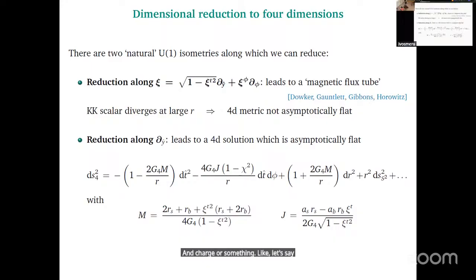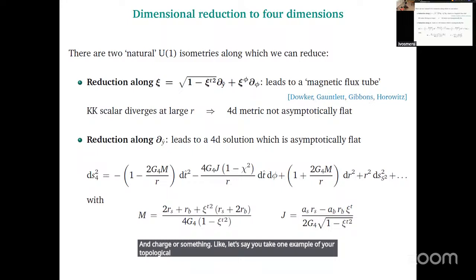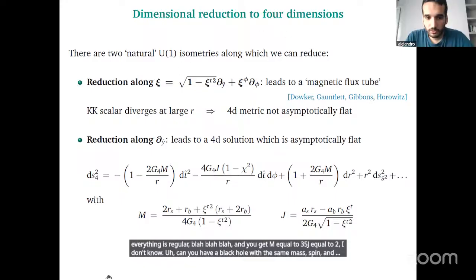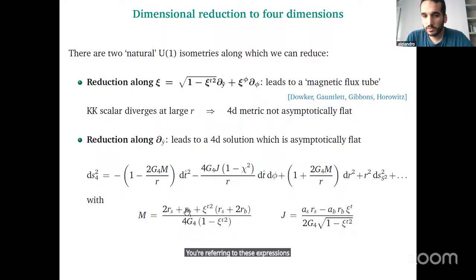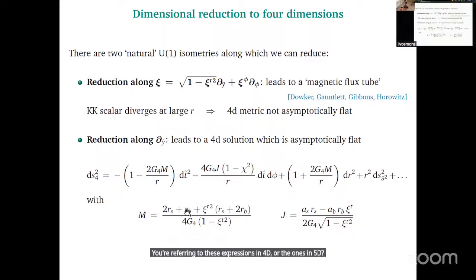Like, let's say you take one example of your topological star here with RS equal to whatever, RB equal to, I mean, everything is regular, and you get M equal to 35, J equal to 2, I don't know. Can you have a black hole with the same mass, spin, and charge? You are referring to these expressions in 4D or the ones in 5D? Yeah, assuming your thing, here.